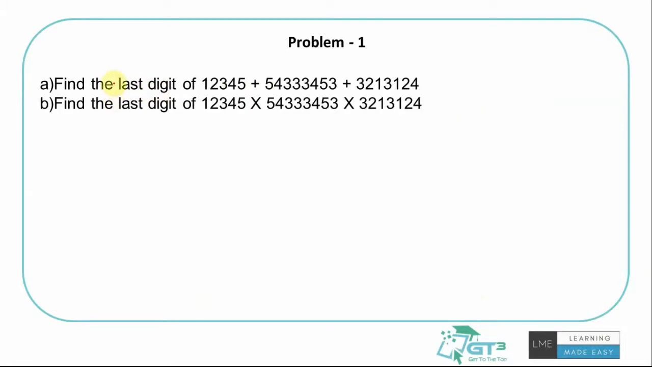The first question is saying find the last digit of this big expression, which, as we said, is fundamentally the same as asking you this. 5 plus 3 is 8, plus 4 is 12, so it's 2. So the final last digit is 2.